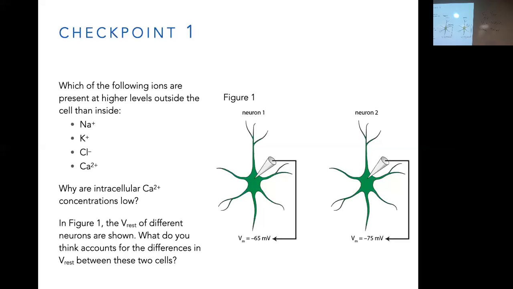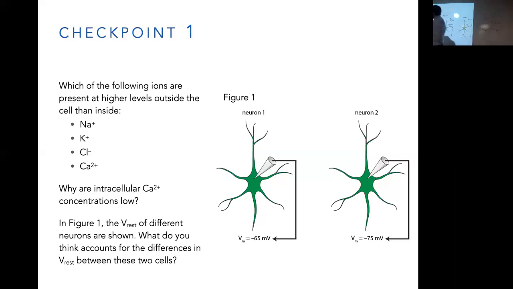Would it have to be more or less permeable to sodium? Comparing neuron 1 to 2, which one do you think might be more permeable to sodium? Why do you say that? This is closer to positive 50 or so than this, exactly. This is closer to sodium's reversal. So maybe this one has a higher persistent sodium current. Maybe this one's lower.